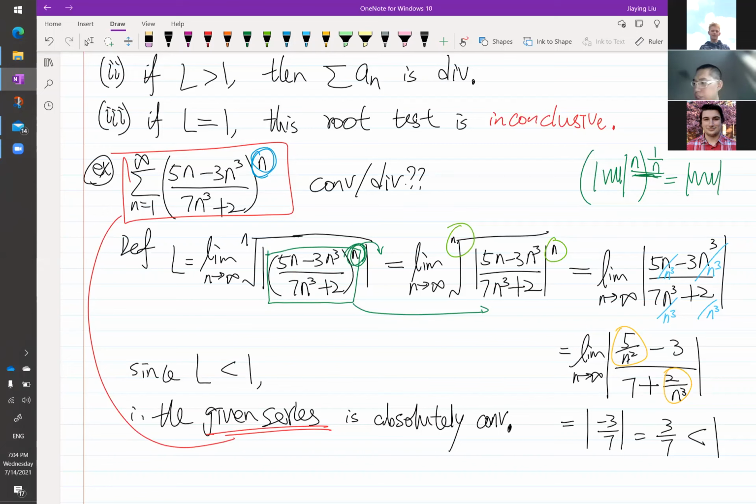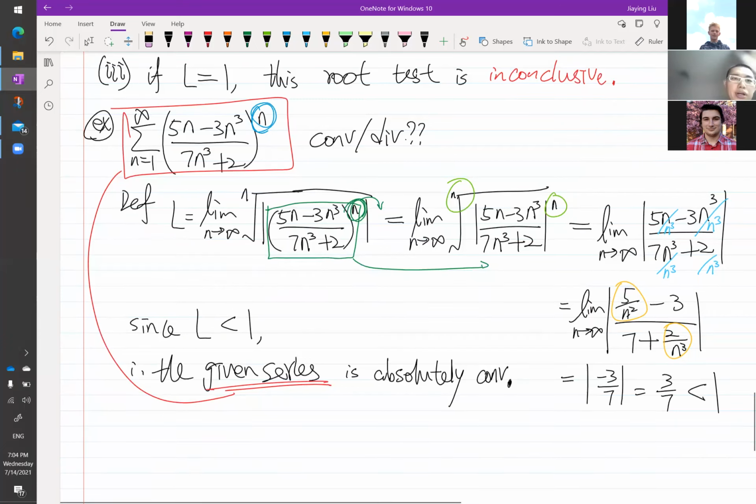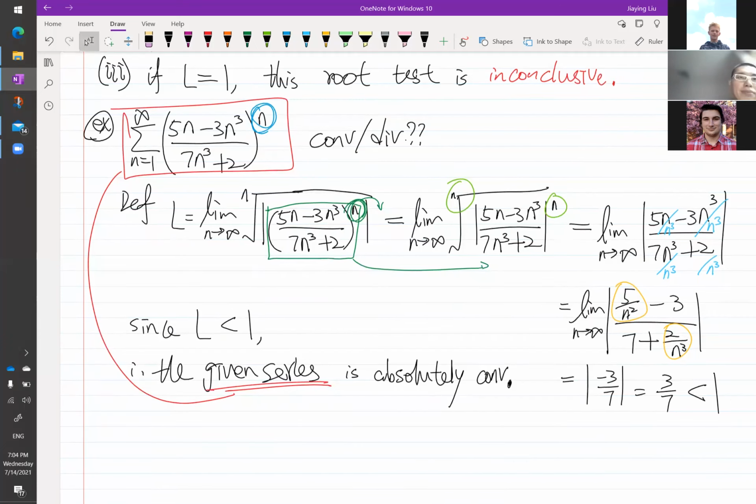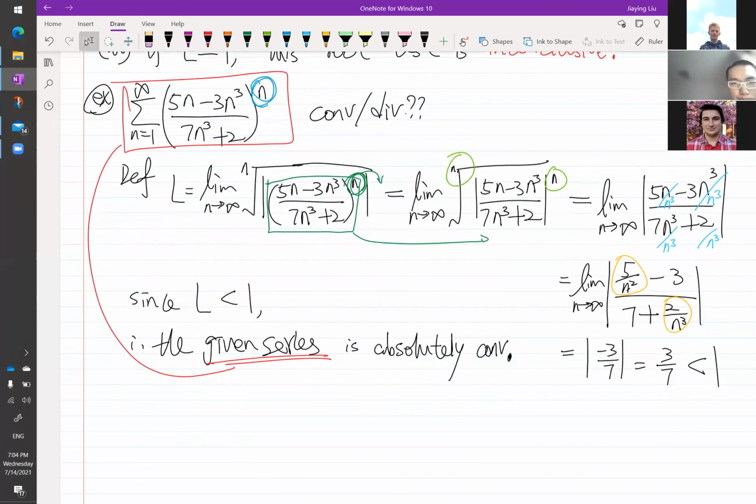Any other questions on this? Let me give you another quick question. I promise after this example, I'm going to stop. This example, just follow the same idea to use a root test.